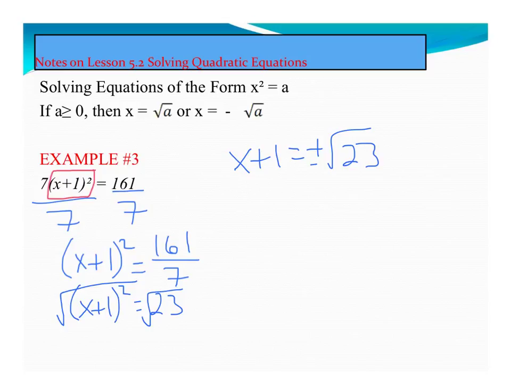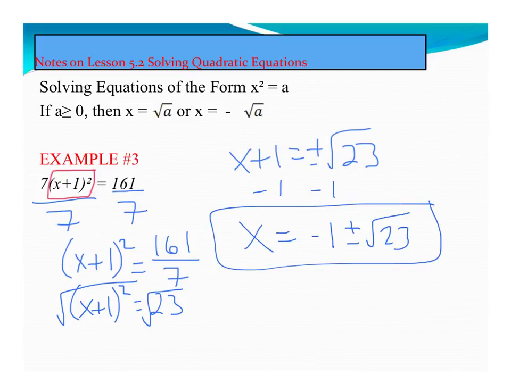Now, are there any perfect squares that I can take out of 23? Is it divisible by 4? No. Is it divisible by 9? No. Is it divisible by 16? No. How about 25? No. Okay, well, there's nothing I can do. So lastly, I'm going to subtract 1 from both sides. I'm going to have x equals negative 1 plus or minus the square root of 23. So remember, it's like negative 1 plus the square root of 23 and negative 1 minus the square root of 23. I have two solutions here.